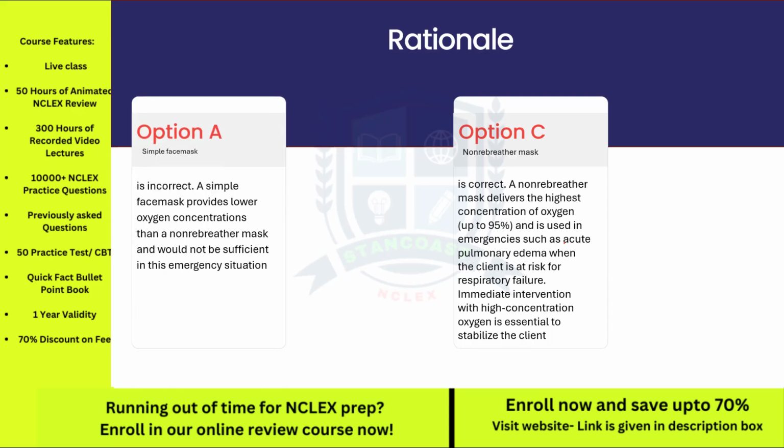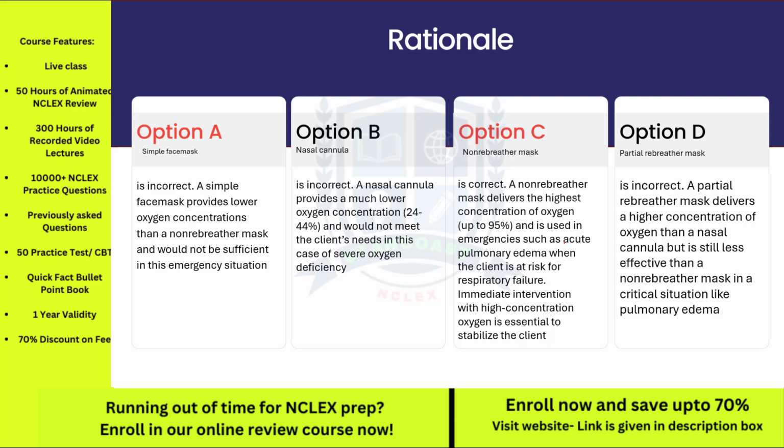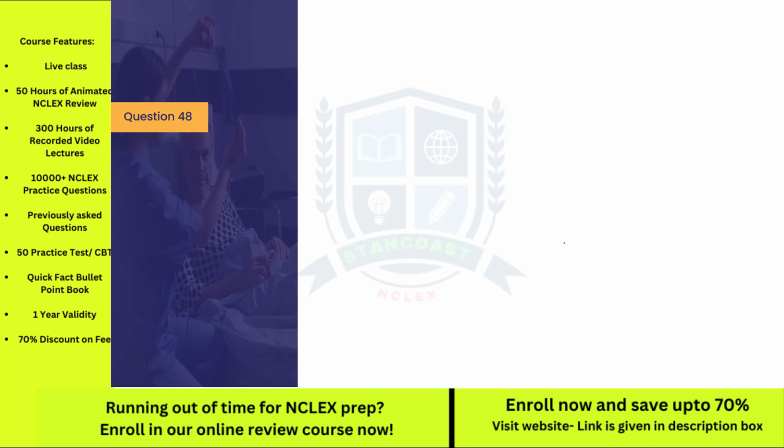A is incorrect. A simple face mask provides lower oxygen concentrations than a non-rebreather mask and would not be sufficient in this emergency situation. B is incorrect. A nasal cannula provides a much lower oxygen concentration, 24 to 44%, and would not meet the client's needs in this case of severe oxygen deficiency. D is incorrect. A partial rebreather mask delivers a higher concentration of oxygen than a nasal cannula, but is still less effective than a non-rebreather mask in a critical situation like pulmonary edema. Let's move to the next question.